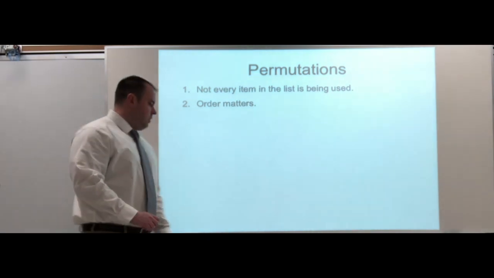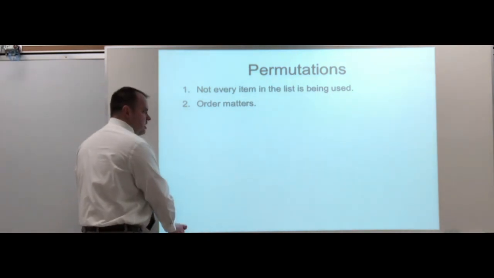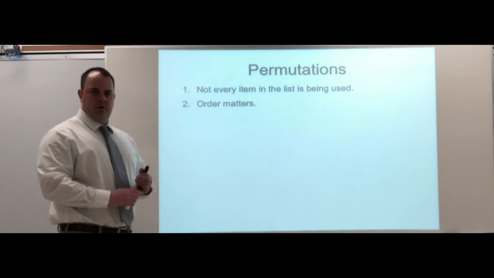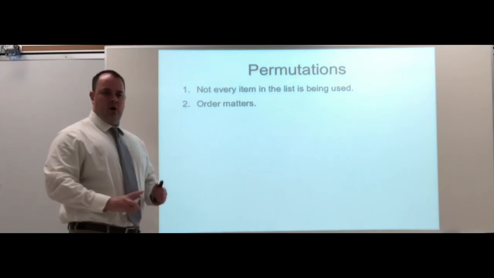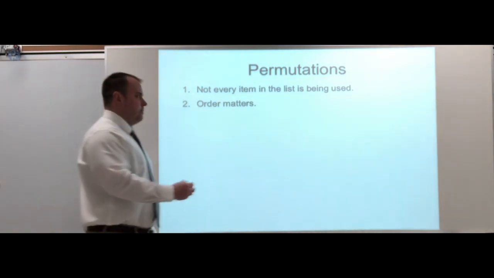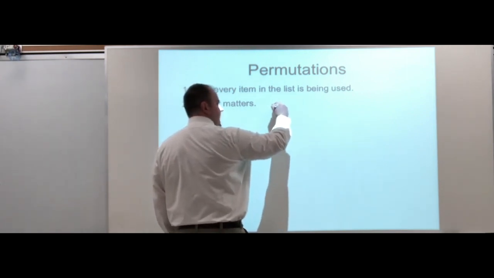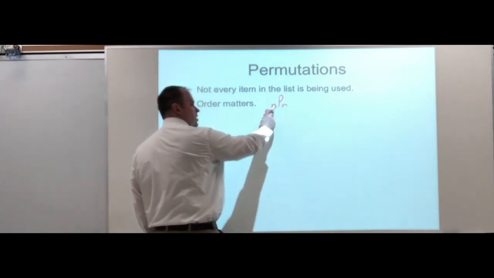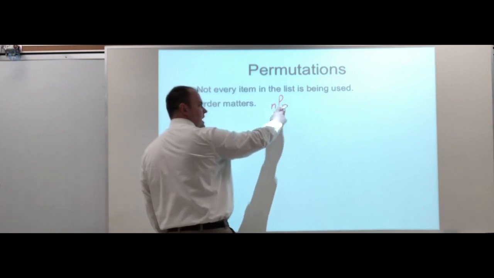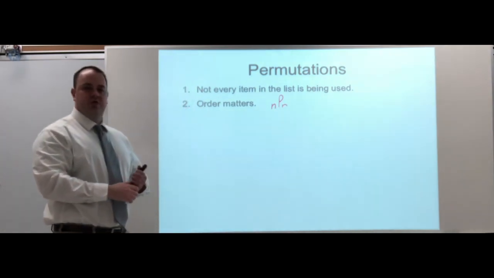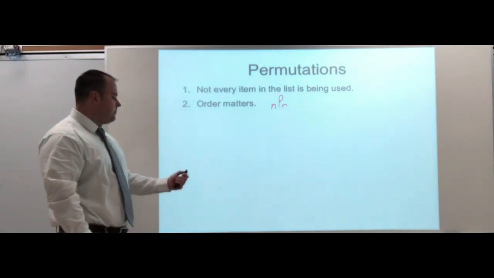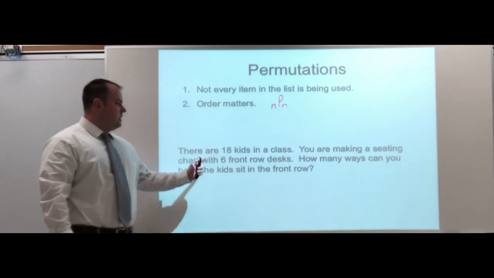Now, again, where do I use the shortcut? If you remember from the binomial distribution, we use nCr for combination. Well, for permutation, it's going to be nPr, where n is our total number of items, and r is how many we're choosing of those items.